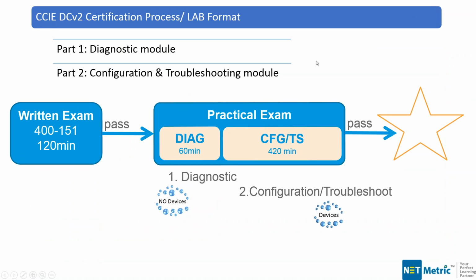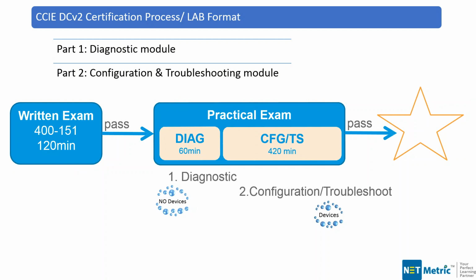If I move further ahead, this is the most controversial change which I'll say in this particular CCIE Data Center, that is diagnostic. But before diagnosing and discussing the lab, you need to clear your written, the CCIE written examination. The written examination is actually 120 minutes and the code for the CCIE written is 400-151. So this is your written exam. So you need to clear your CCIE written exam in order to give your lab.